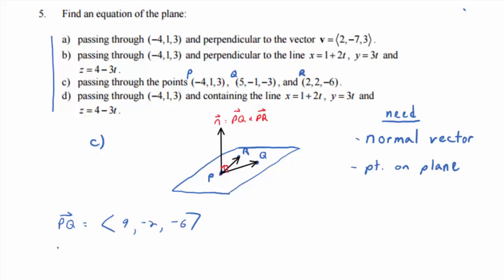Okay, and then PR. Take P as your initial point and R as your terminal point: R is the tip and P is the tail. So what is that in component form? 2 minus negative 4, 6. 2 minus 1 is 1. Negative 6 minus 3 is negative 9. Does everybody see what I'm doing to get those? Tip minus the tail, component-wise, right?